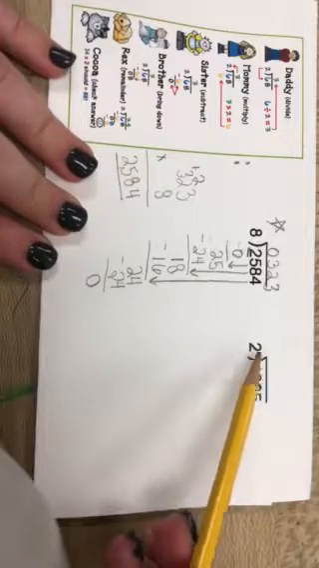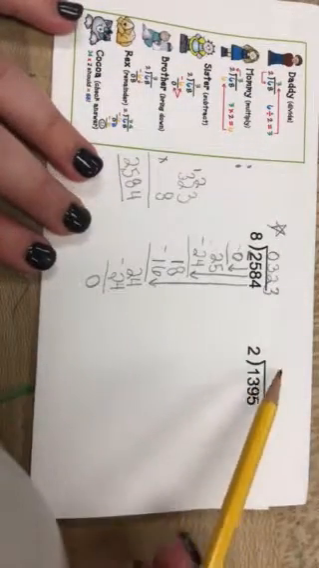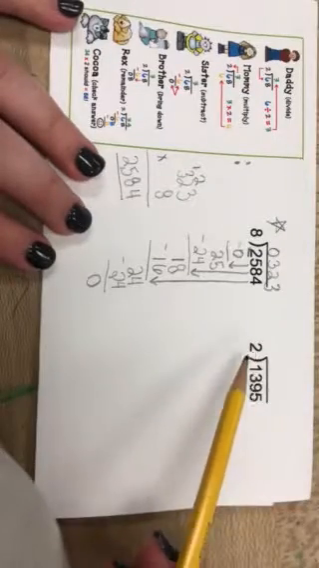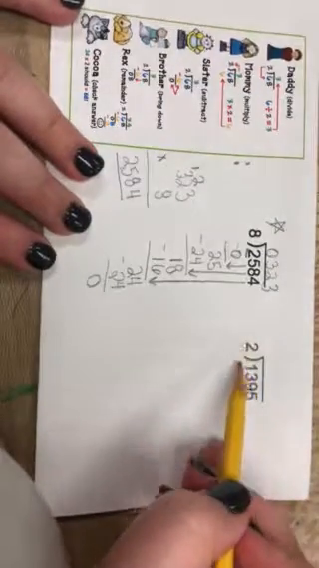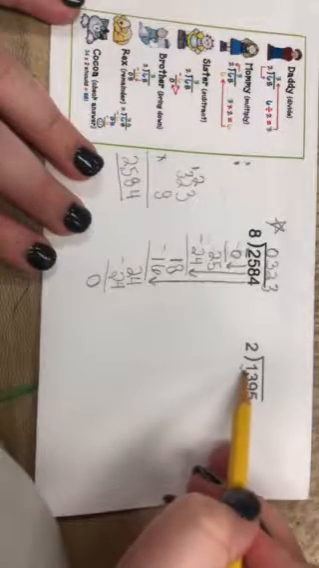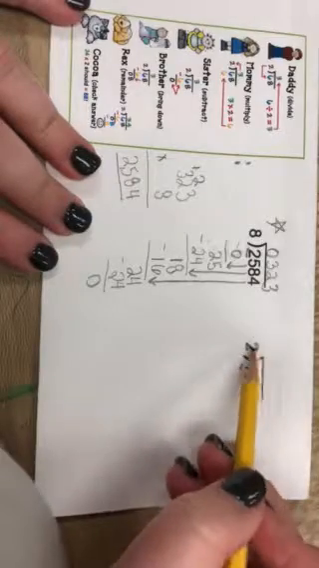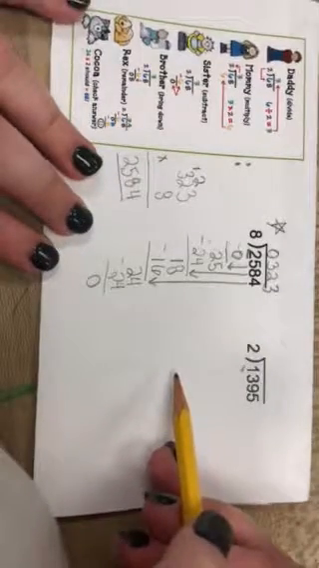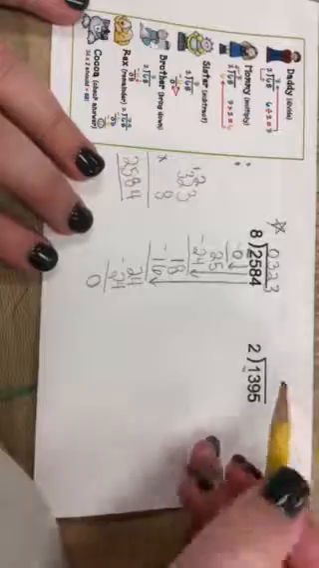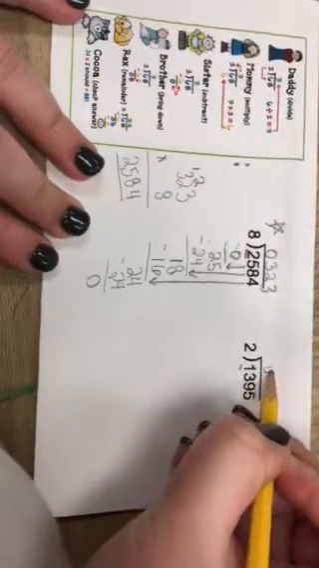1,395 divided by 2. So I have 1,395 of something, and I'm dividing that into 2 equal groups. So how can I do that? The first step, I'm going to divide. I'm just going to take one number at a time. I have one item, one apple, one car, one donut, and I have to give them to 2 friends. Well, I'm working in whole number world here. I cannot divide 1 into 2 equal groups. So that is a 0.